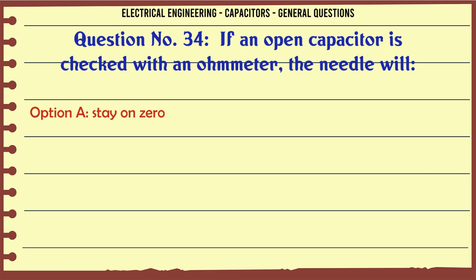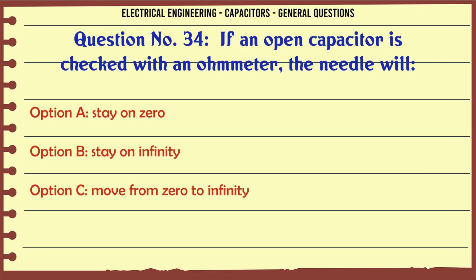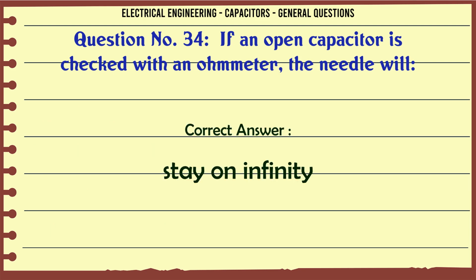If an open capacitor is checked with an ohmmeter, the needle will A, stay on 0, B, stay on infinity, C, move from 0 to infinity, D, move from infinity to 0. The correct answer is stay on infinity.